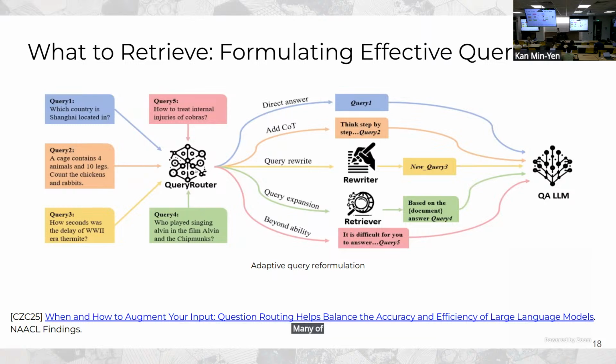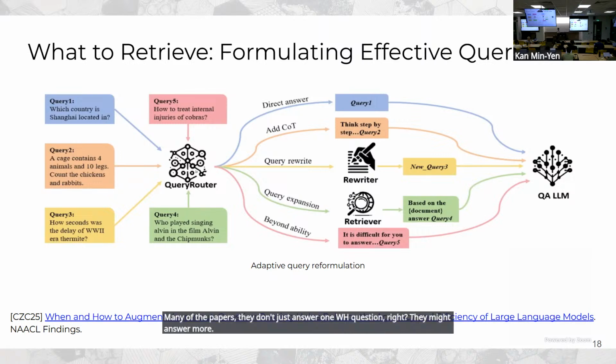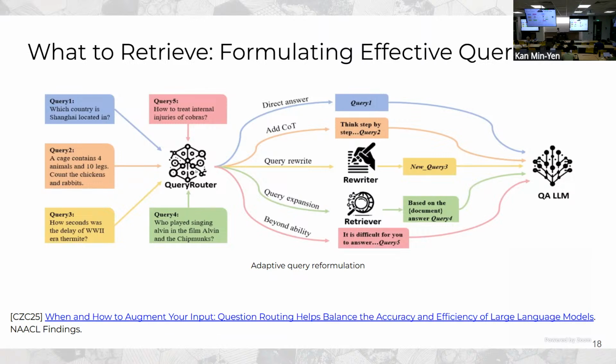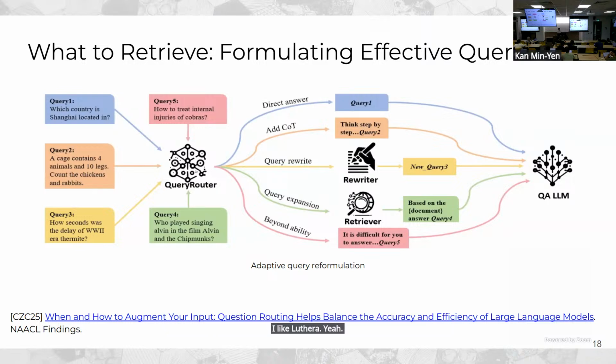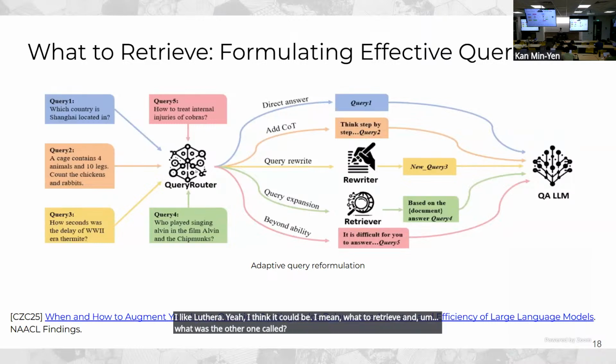They might answer more than one. Would this mean that the classifiers that we saw previously would be part of the query router or come later on? Yeah, I think they could be. I mean, what to retrieve and what was the other one called? Get already.